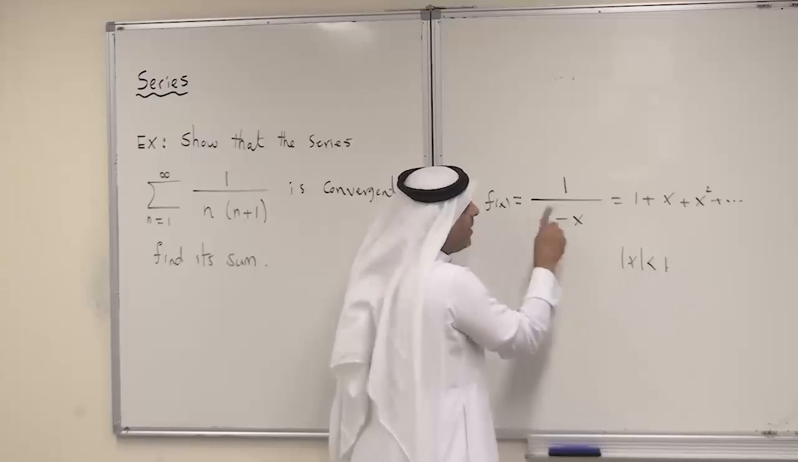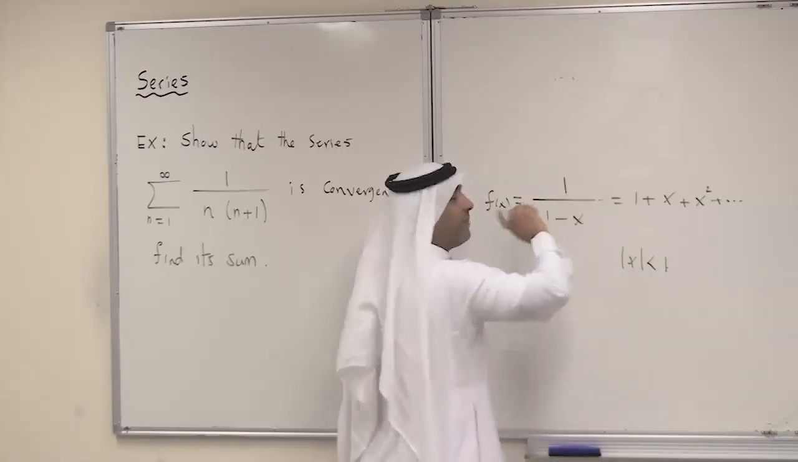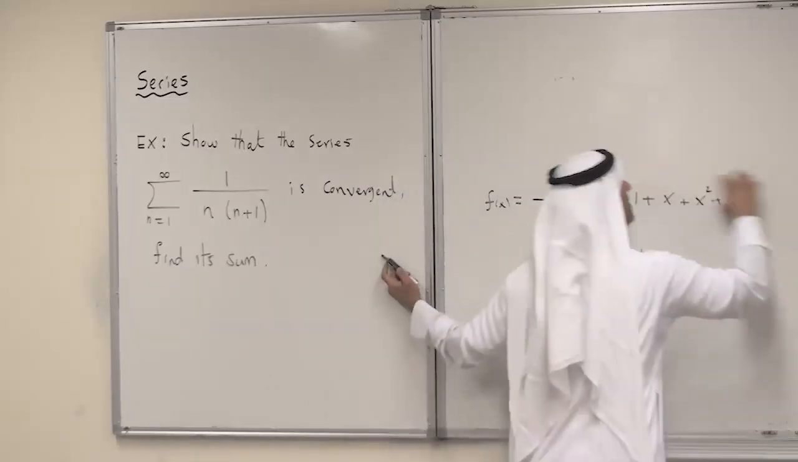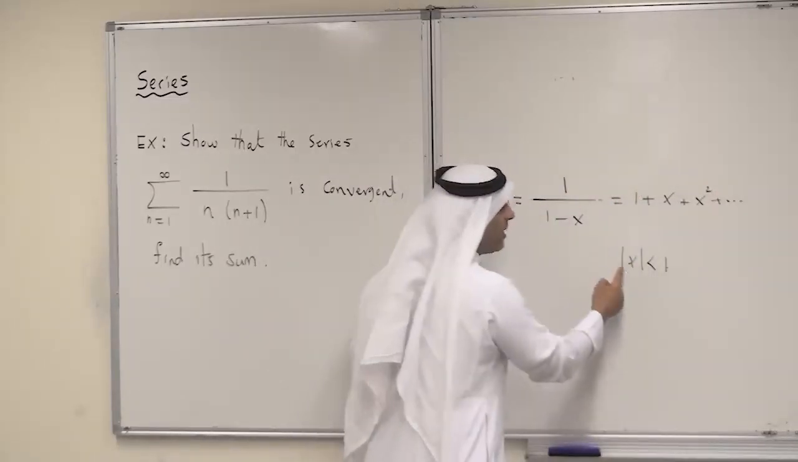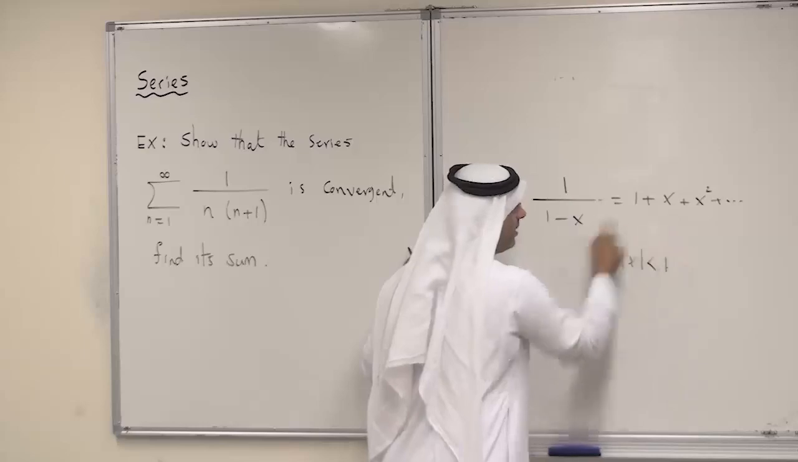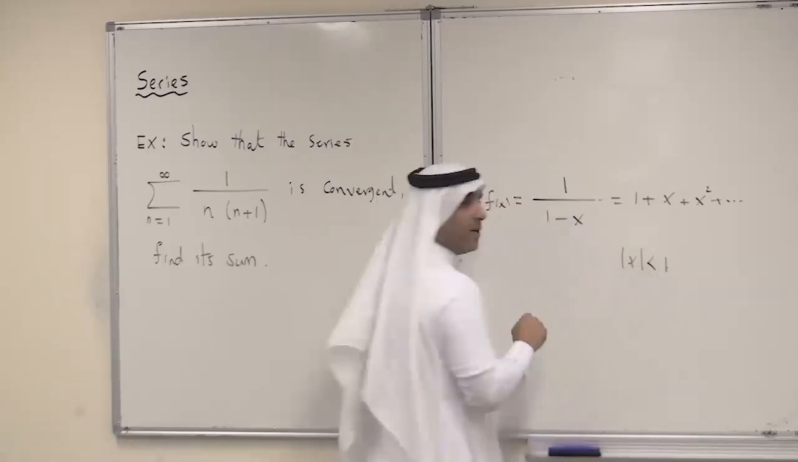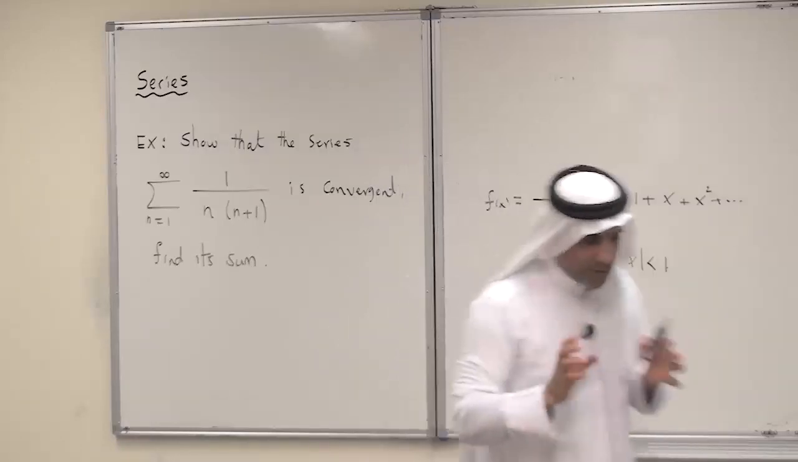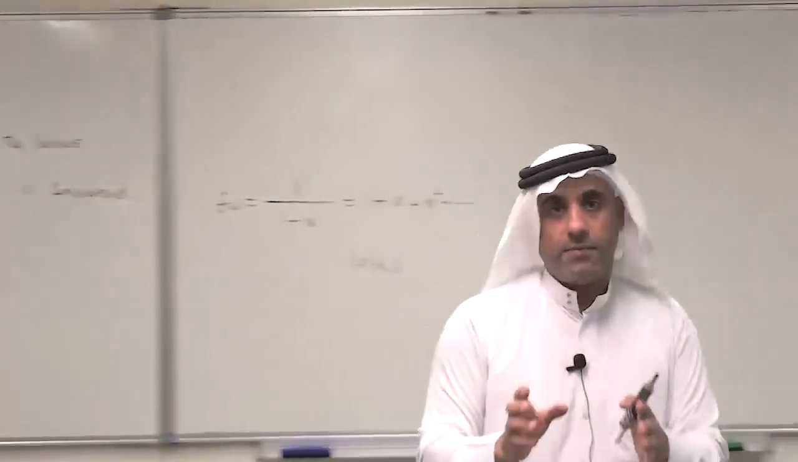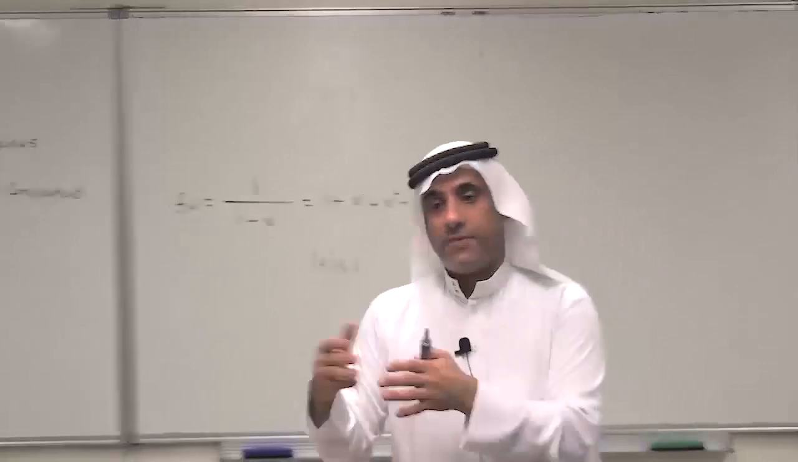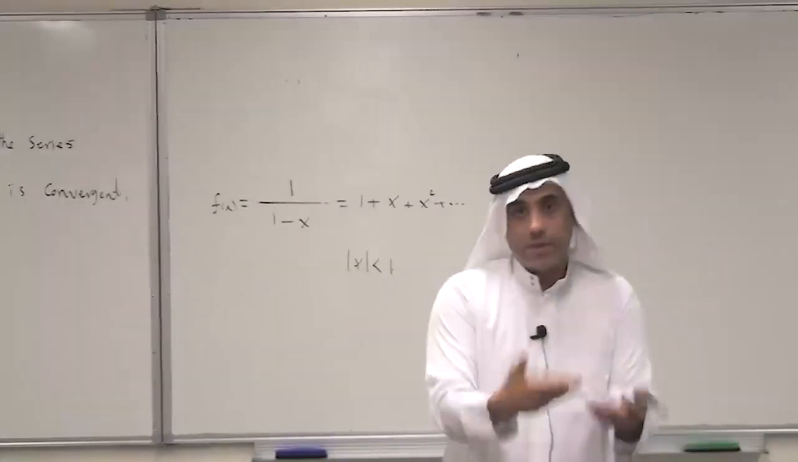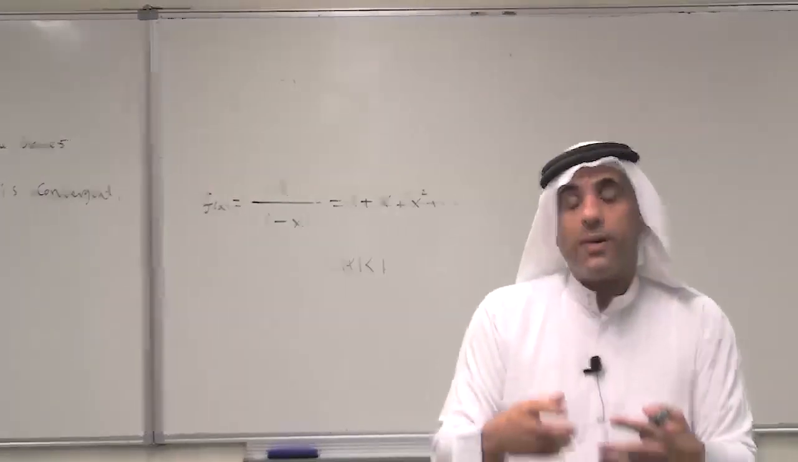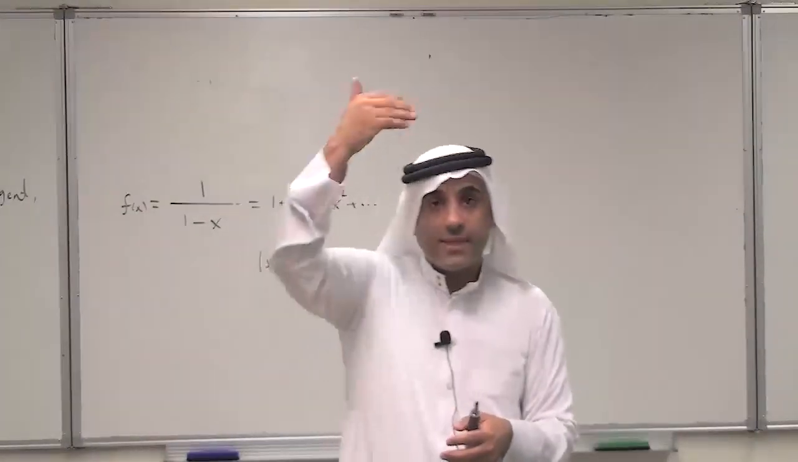But you need to be careful here, because the domain of the function is from minus infinity to infinity, except at the point 1. But the domain of the series is only between -1 and 1. So they both agree if the absolute value of x is less than 1, not in the whole domain. It's in a restricted domain. This question, representing a function by a power series, does a function have a power series representation? And if it has one, how can it be found? This will be discussed later.